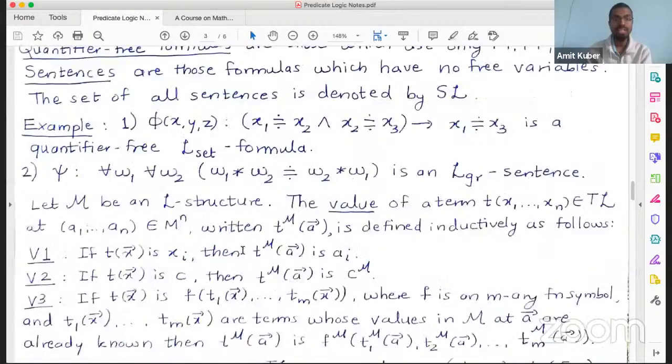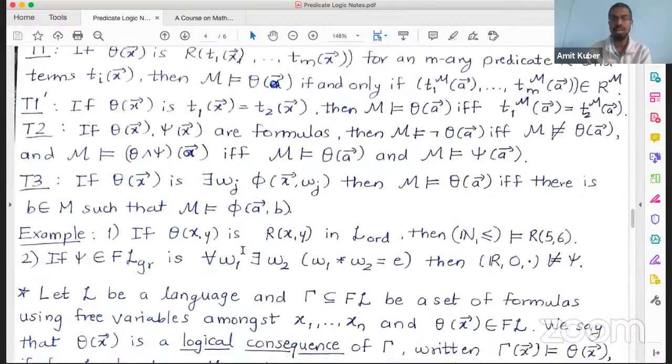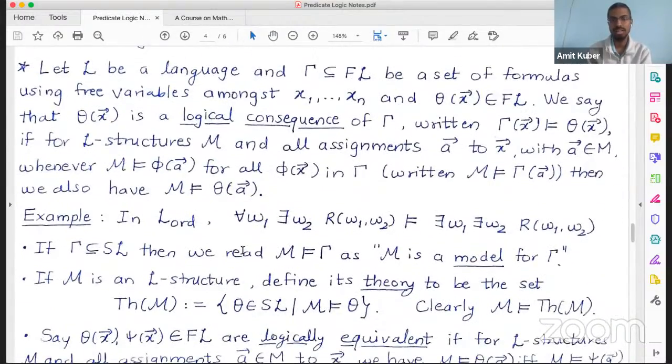So I wanted to say what is the meaning of first order in first order logic. First order means quantification over elements.